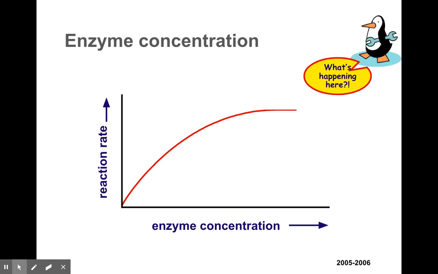All right, enzyme concentration. What does this mean here? There's going to be a lot of graphs that you guys are going to have to understand for this unit. It's a lot of graphs. All right, so what this states here is if I increase the enzymes, I increase the reaction rate. So the more enzymes I have, the more substrates are going to be broken down.